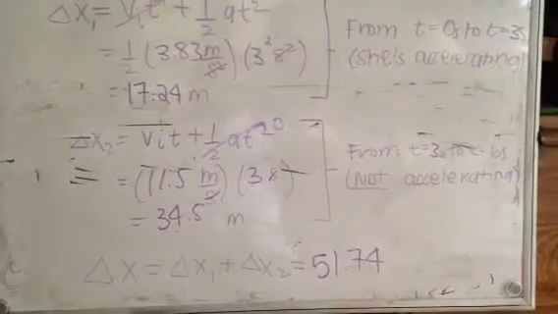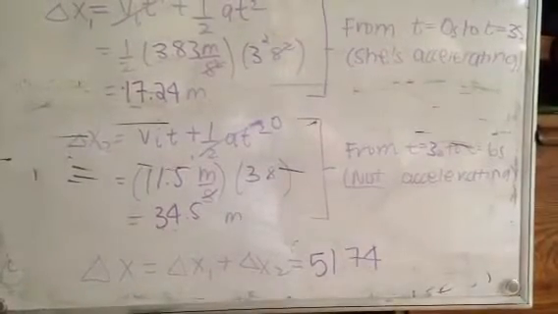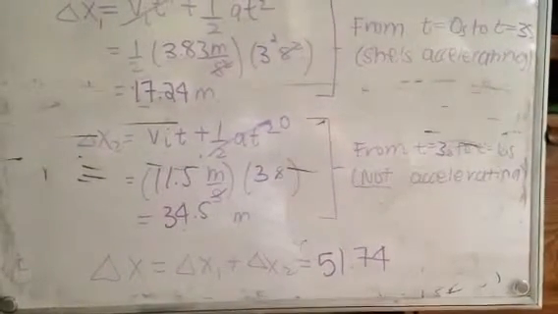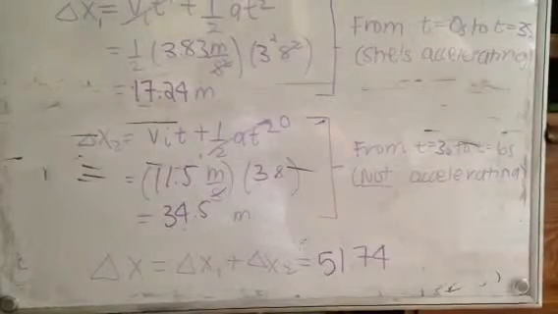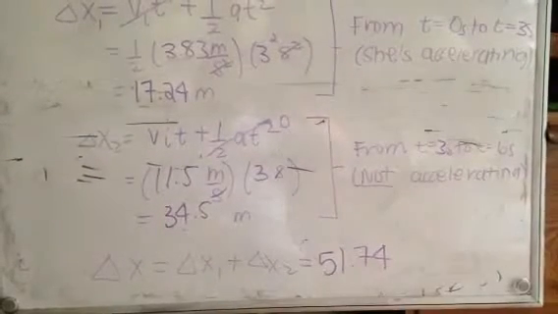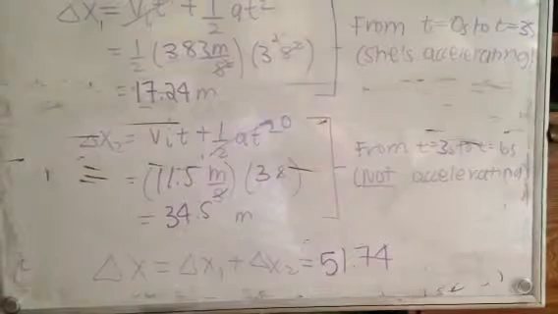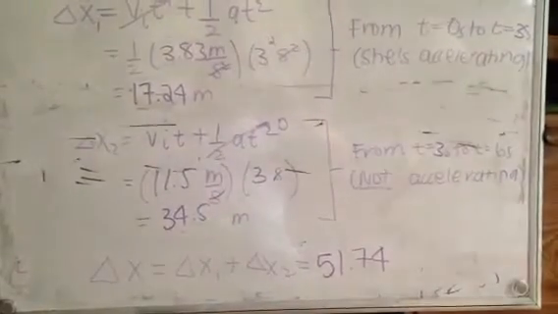Okay, so then you get that, and you would add those two numbers together, delta x sub 1 and delta x sub 2, and you get 51.74, and that should say meters. So I'm just going to write it.